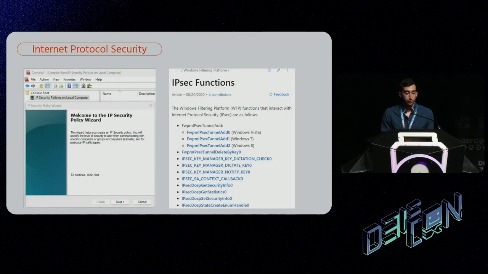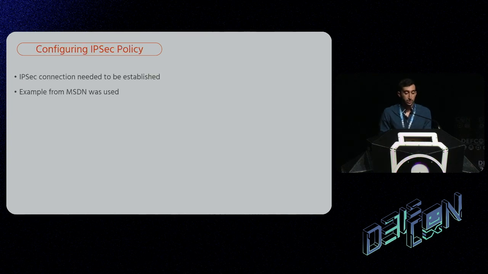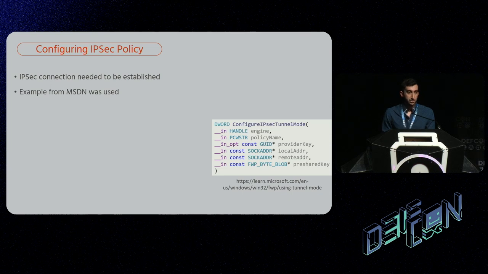Here we can see an example for it. On the left is the management console, and on the right are the APIs. So now our goal is to establish an IPsec connection. To do that, I used an example from MSDN. Again, the parameters are pretty clear. The engine handle is already familiar to us, the policy name is just a string, and the addresses are known structures. The first parameter I couldn't understand is the provider key. I didn't know which one I should specify.